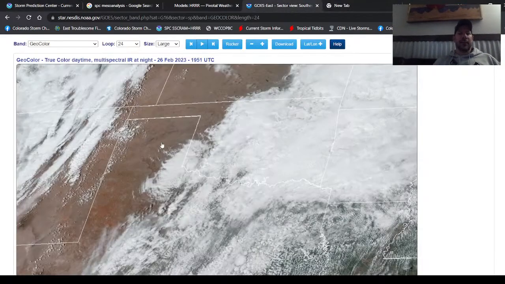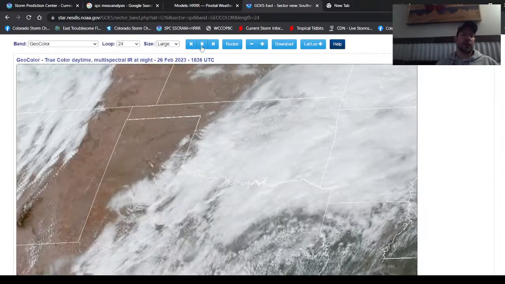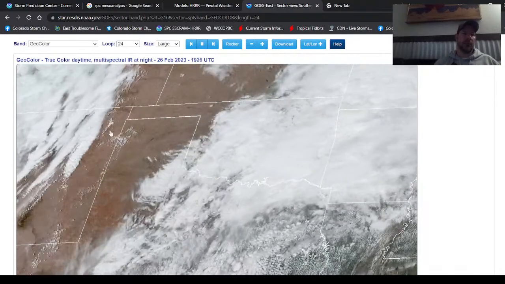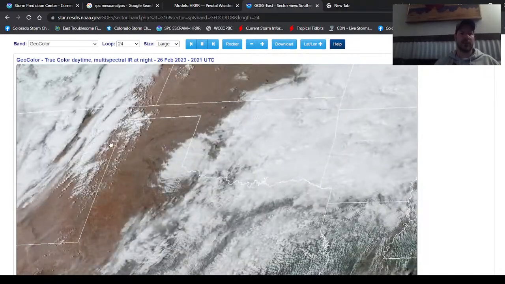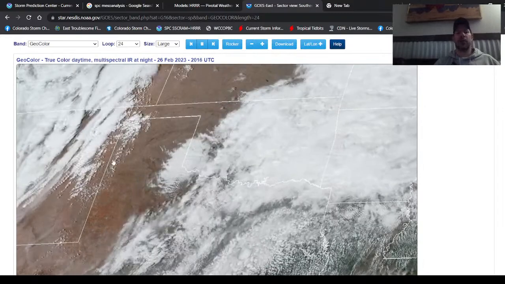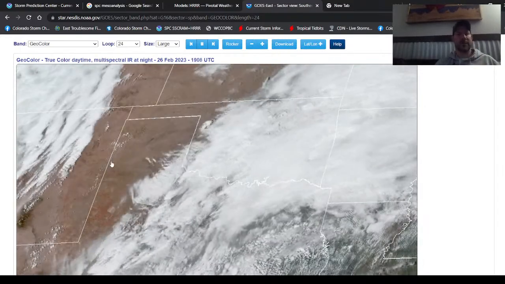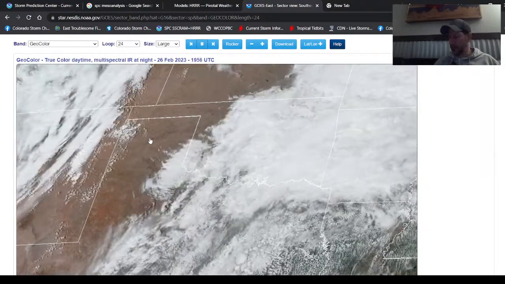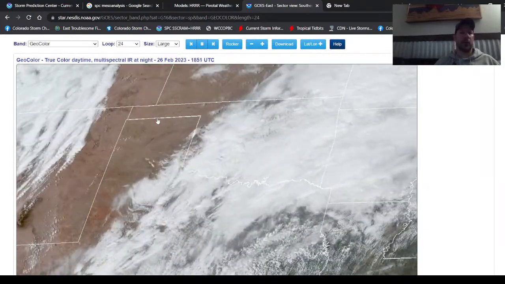Hey, looking at visible satellite, you can see our clearing here in the Texas Panhandle. That's going to be the focal point for development of storms. You can already see a Q field starting to develop here in the western part of the Panhandle. That will be where we will initiate our storms today. They'll move off to the east and move into a much better environment, and then we'll be rocking and rolling.